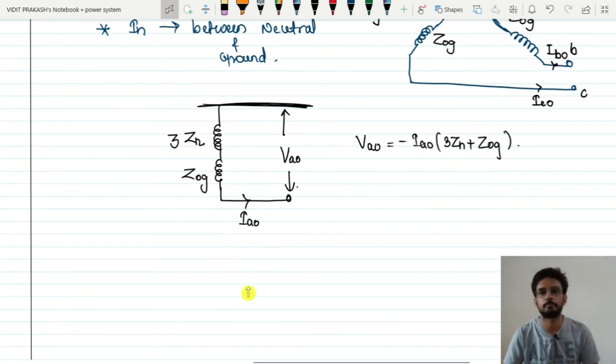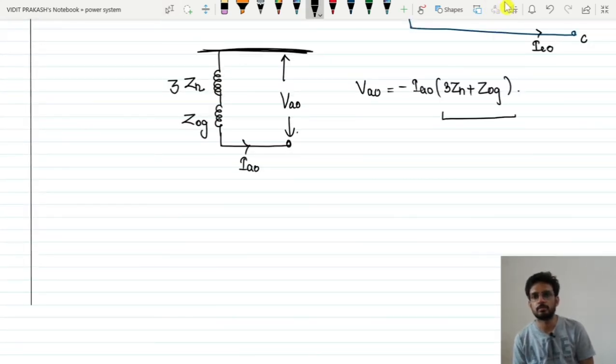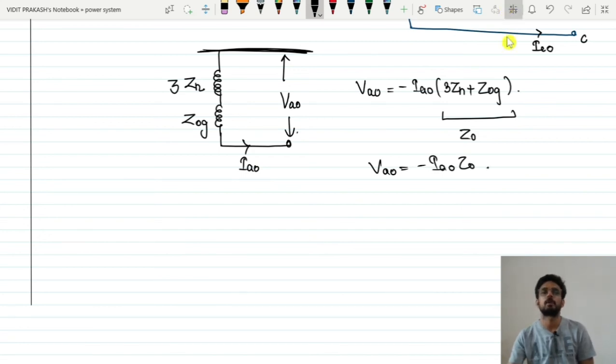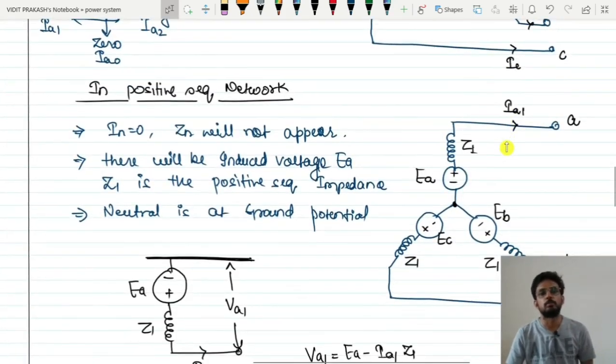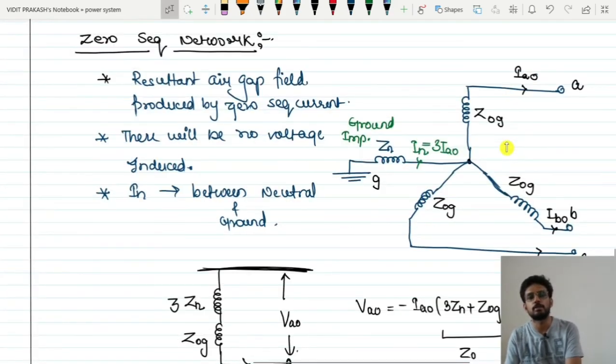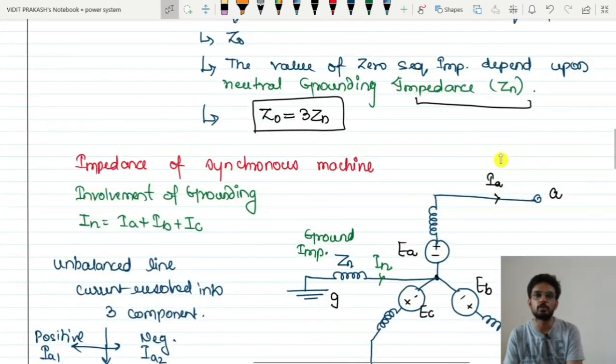Here the total zero sequence impedance is, suppose, Z0, so we can write VA0 is equal to minus IA0 into Z0. So this is how we draw the positive sequence network, negative sequence network, and zero sequence network. We will see this while solving the sequence impedance of a synchronous machine.